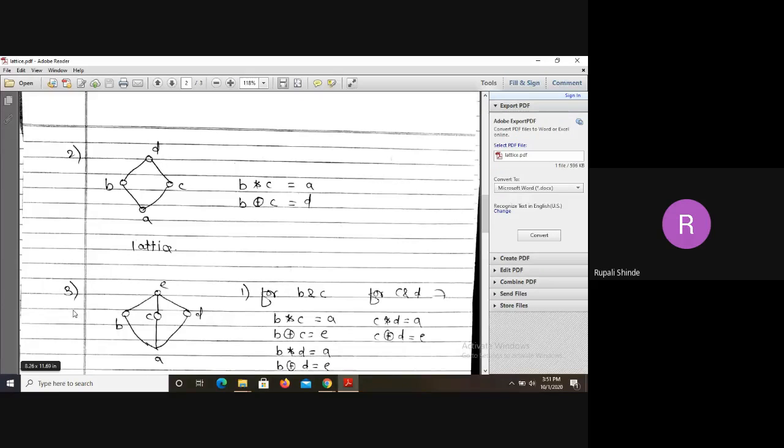So if you consider this third diagram, we can consider pairs of elements like B, C, C, D, and B, D, because these elements are not connected by a direct line. Now observe the first pair, that is B, C. What is the greatest lower bound for this pair of elements?